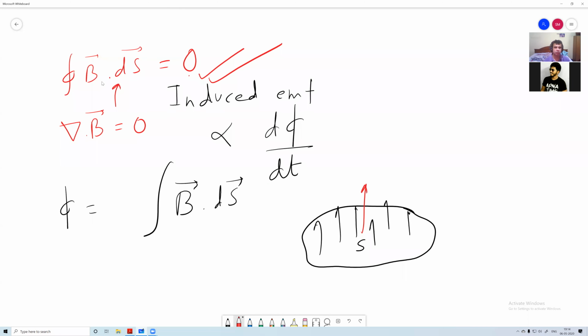This has got a name. It is called Gauss's law of magnetism. And this is always zero, no matter what B or H is.